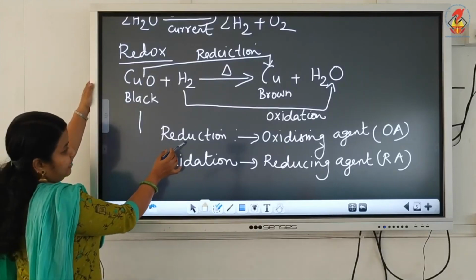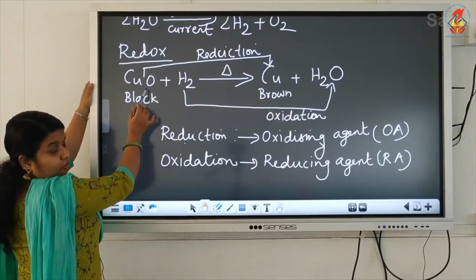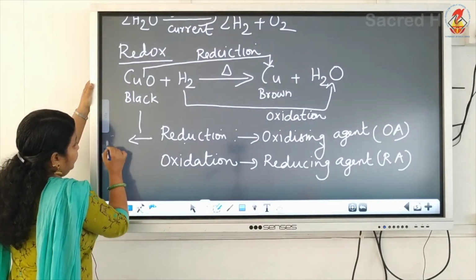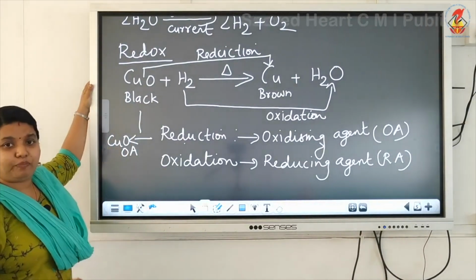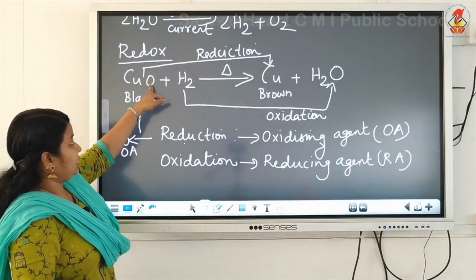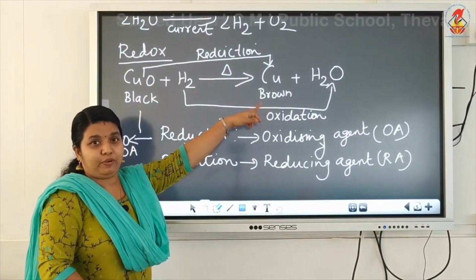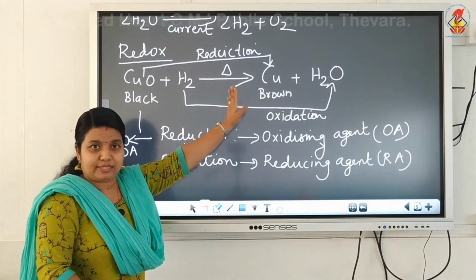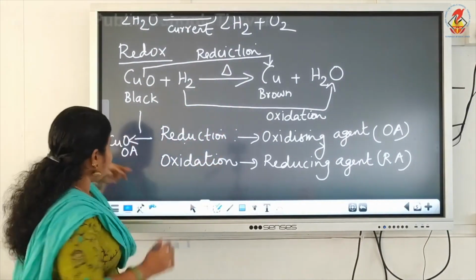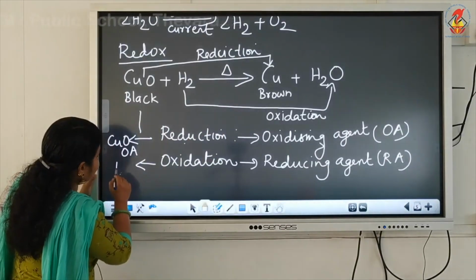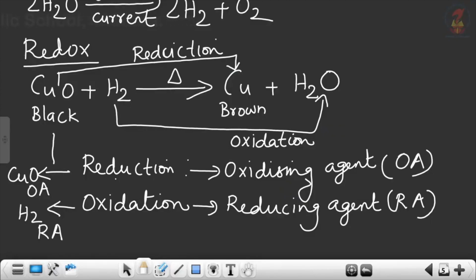Okay, now look at this reaction. Which is the substance that is undergoing reduction here? Copper oxide. So copper oxide here is the oxidizing agent. In this reaction, copper oxide undergoes reduction, so it is the oxidizing agent. Now the substance that is undergoing oxidation is H2. This is the reducing agent. We call it the reducing agent.